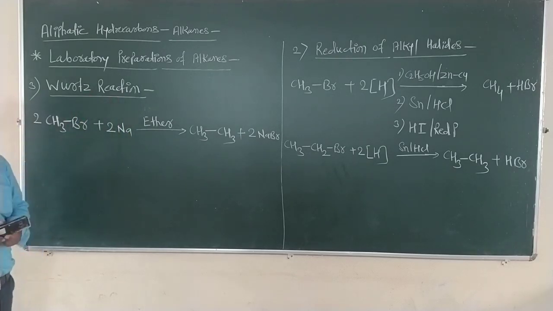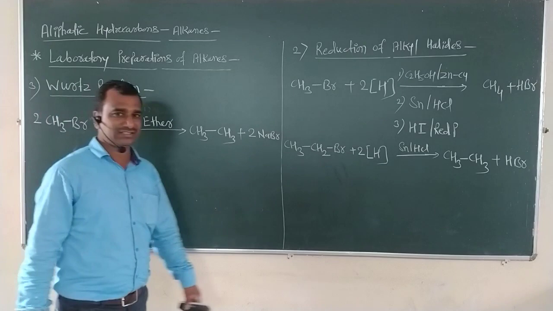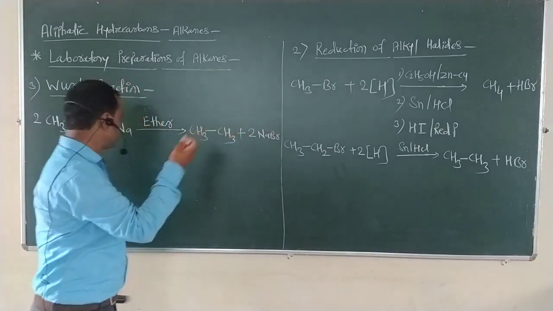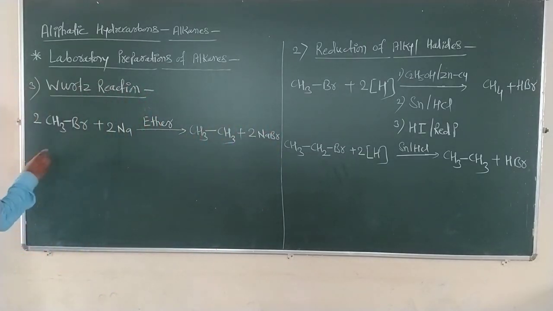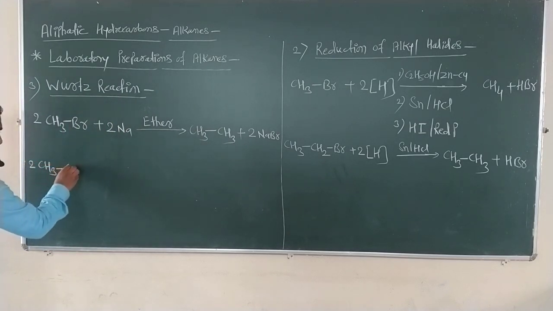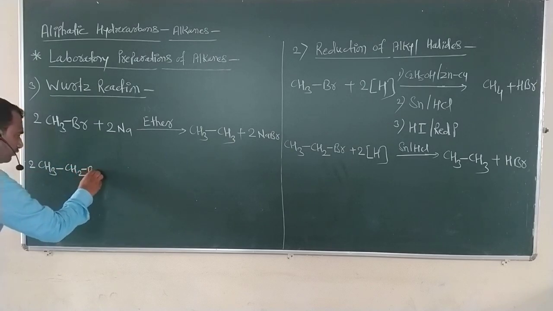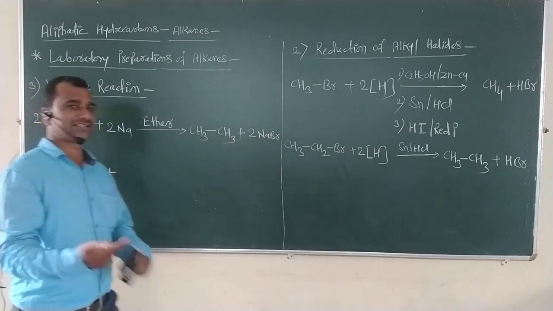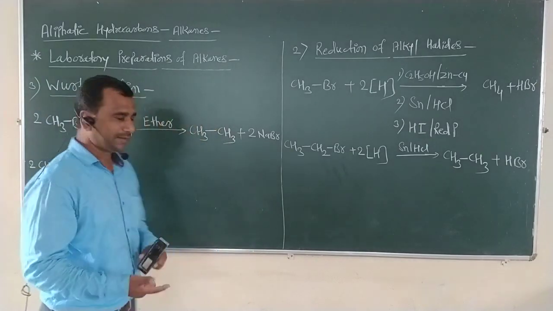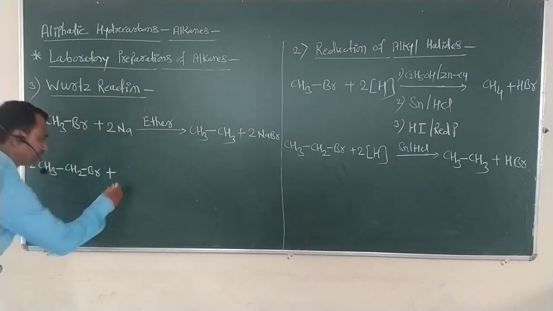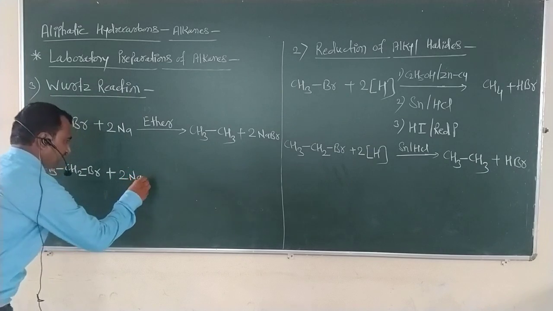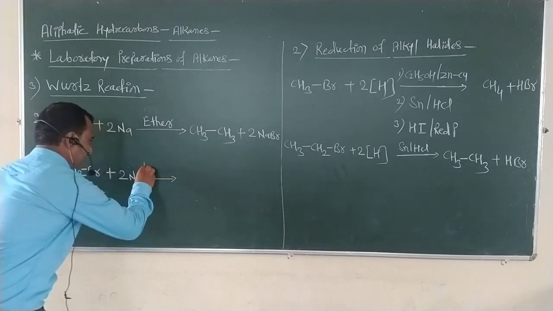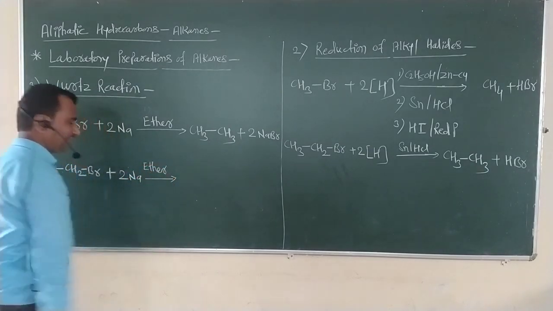So, this is the first simple example of the Wurtz reaction. Now, we study the next simple example. If I take, for example, 2 moles of CH3-CH2-Br, ethyl bromide, as the next example of an alkyl halide, plus 2 moles of sodium in presence of dry ether as a solvent.